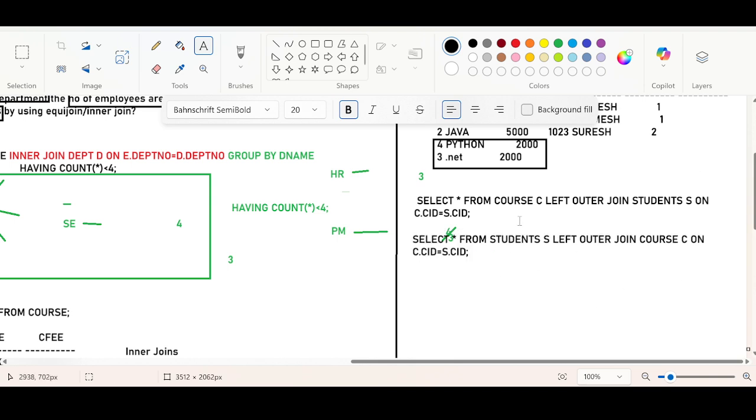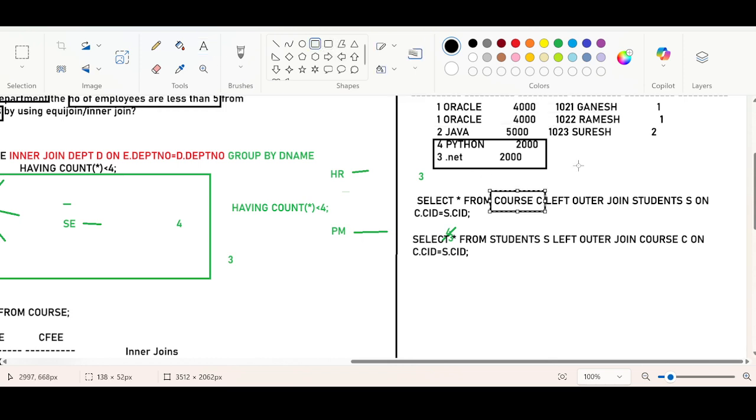Okay, you can change the order, I can say. So this is the order. The table that you're keeping in the left side, those matching records as well as the unmatching records will also be retrieved. The table that you are keeping in the right side, only matching records will be retrieved.